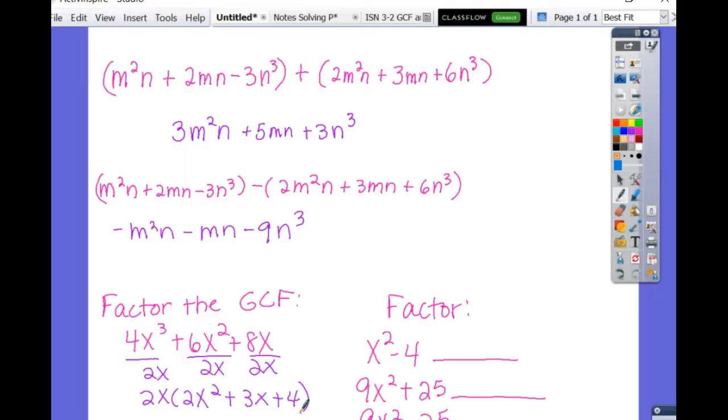X squared minus 4, what is that? Let's not. If you don't know, let's not. X plus 2 and x minus 2, because it's a perfect square. What about the next one? Prime, because adding. But if I change it to subtraction, you get 3x plus 5. Perfect.